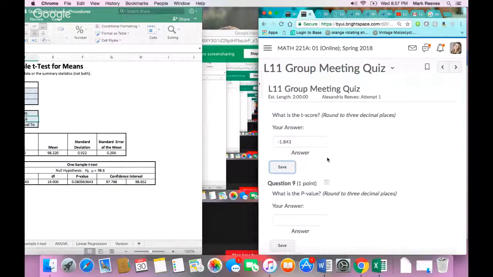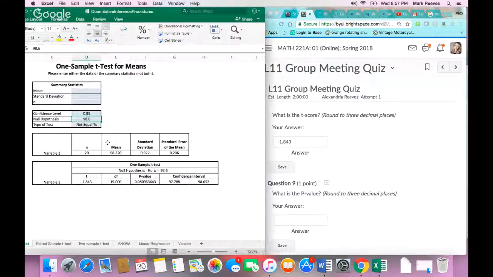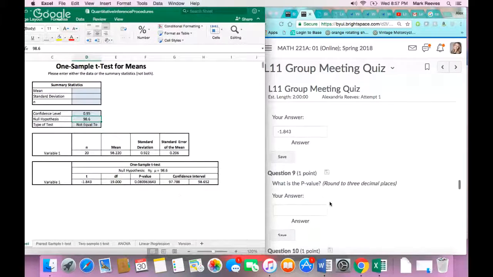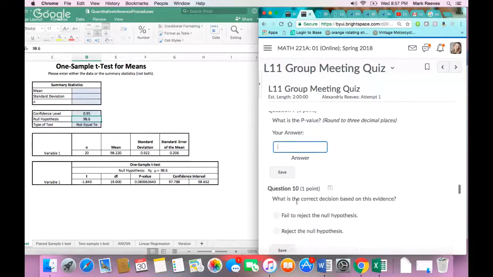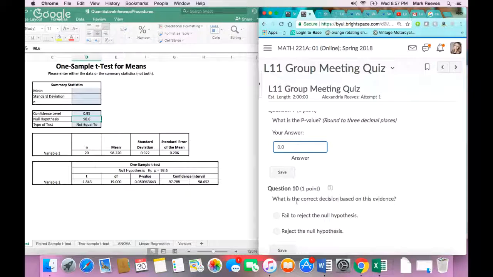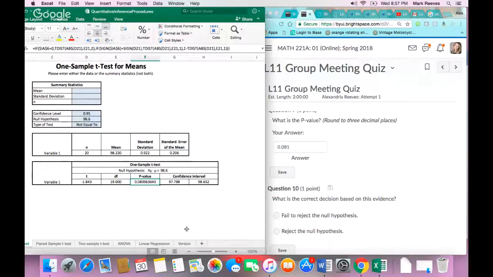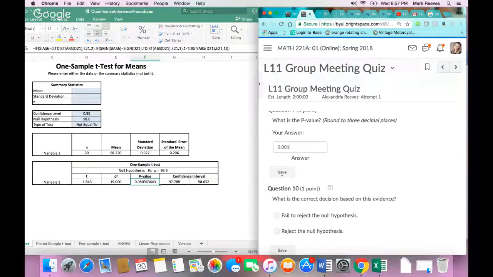Negative 1.843. And then the p-value I'll read to you. Or here, is my screen still sharing with you? Yes. Okay, so it's 0.081, I think, because the answer is 0.0809, and we have to do it to 3, so it would be 0.081, right? Yeah. Okay.